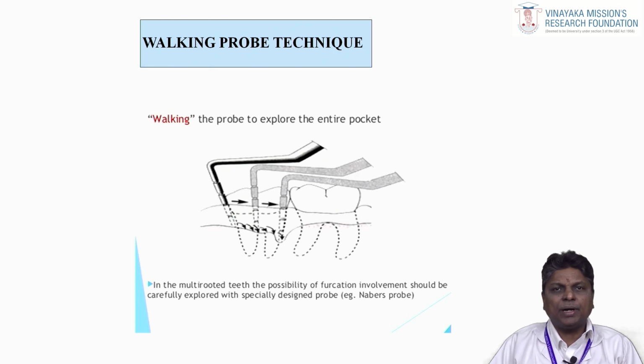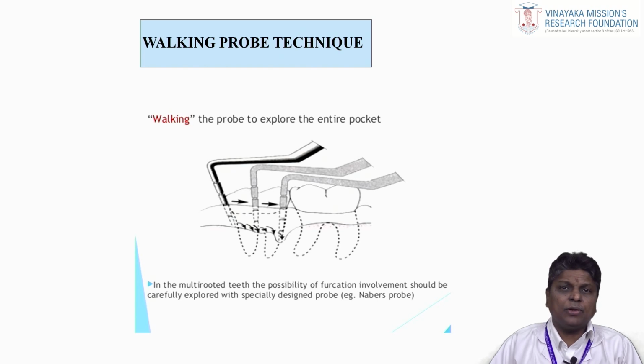If it is grade 3 mobility, mobile in all directions, go for score number 8. So this is one of the clinical tips I want to share with you. Another probing method is taking 6 index points, mesiobuccal, midbuccal, distobuccal on the buccal surface, and also in the palatal for the maxillary and lingual for the mandible, and the maximum score should be taken into consideration.